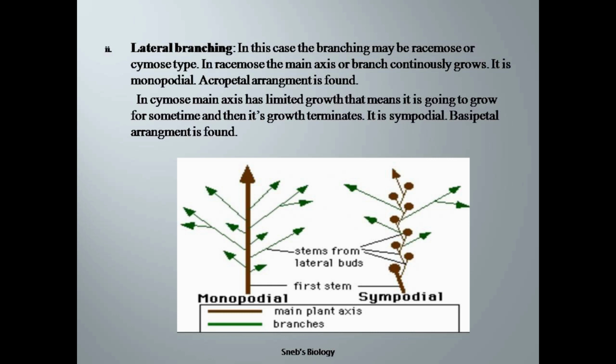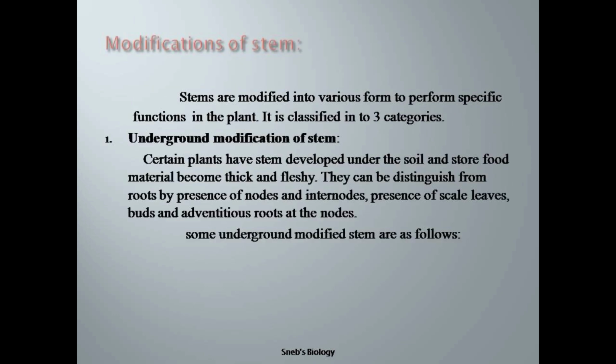Next is cymose branching. In this case, the main axis has limited growth, meaning it grows for some time and then its growth terminates, it may end in a flower. It is sympodial, that is, the main axis is formed by the fusion of small parts of many branches, and basipetal arrangement is found, that is, upper branches are older and lower branches are younger. Next are the different types of modifications of the stem, which we will discuss in my next video.